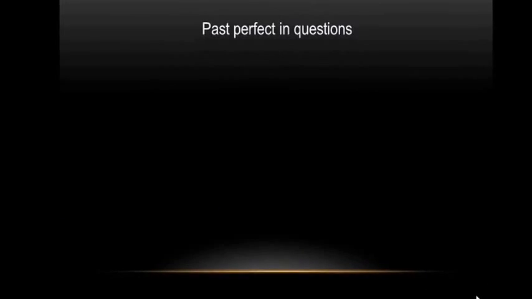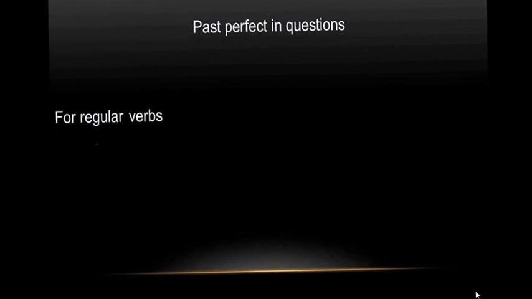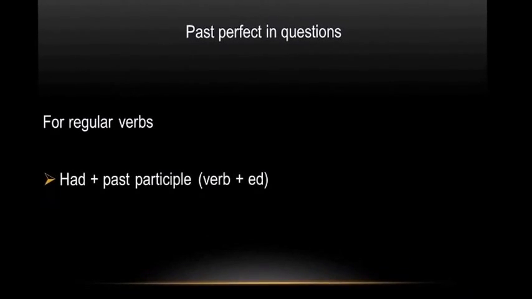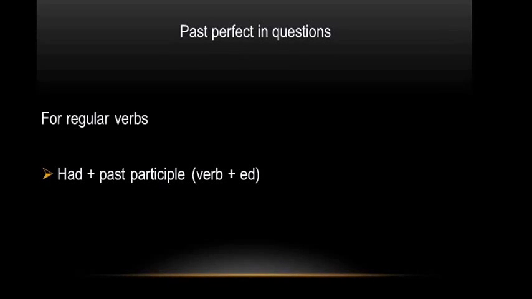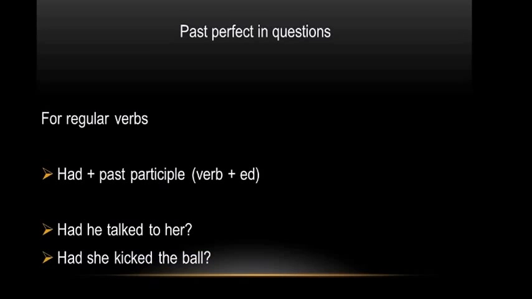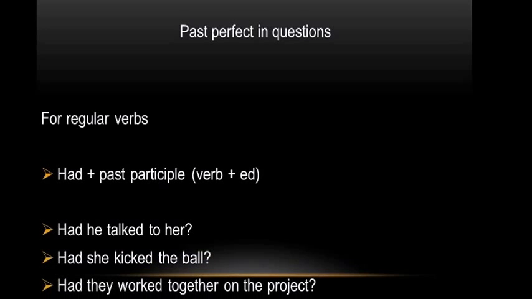And now we will use it in questions. For regular verbs, which is had plus the past participle, we use the ed at the end of the verb. For example, had he talked to her? Had she kicked the ball? Had they worked together on the project?